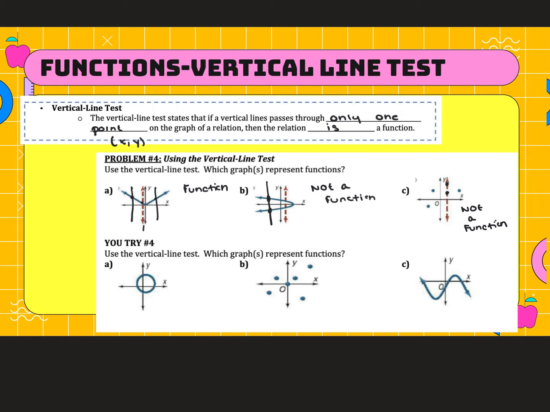All right, now I want you to try number 4 using the vertical line test. Tell me whether it is or is not a function. All right, so looking here at A is not a function. All right, looking at B is a function. And when we draw a vertical line test for C, it is a function.